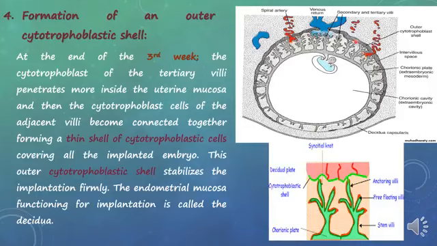cytotrophoblastic cells covering all the implanted embryo. This outer cytotrophoblastic shell stabilizes the implantation firmly. The endometrial mucosa functioning for implantation is called the decidua.